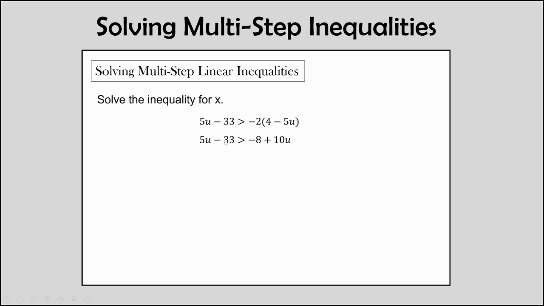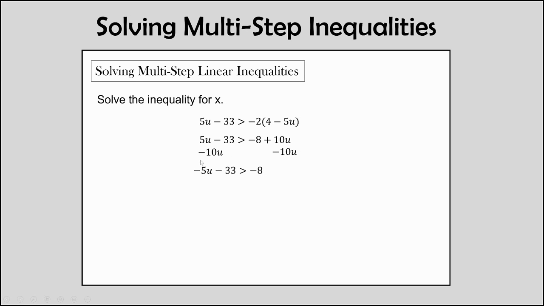All right, now I've got variable terms on each side of the inequality. We don't want that. We want just a variable term on one side or the other. So I'm just going to work to get the variable on the left. So I'm going to eliminate this 10u by subtracting 10u. Then I've got to subtract 10u from this side. All right, so 5u minus 10u, that's going to give me negative 5u. Still got the minus 33 greater than negative 8.